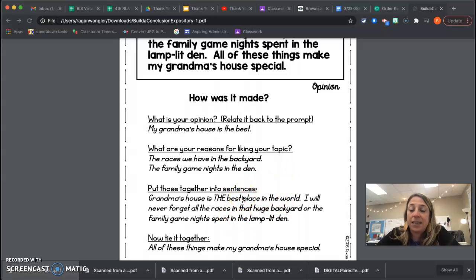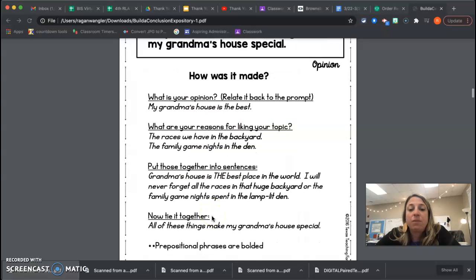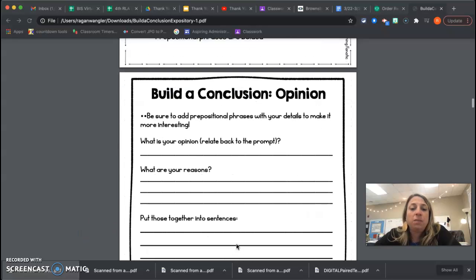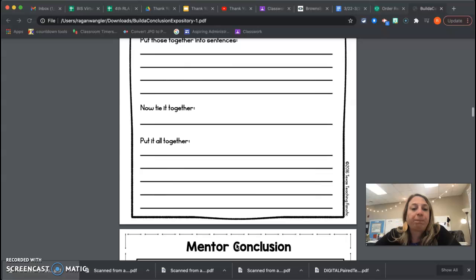So we just put together again our favorite place and our reasons why. And then we tied it all together with the last sentence that says, all of these things make my grandma's house special. And so there's not a lot to it. You're just really restating your topic, giving a sentence with your reasons again, maybe in a different way, different description words, and then tied it all together. Let's look at another one.